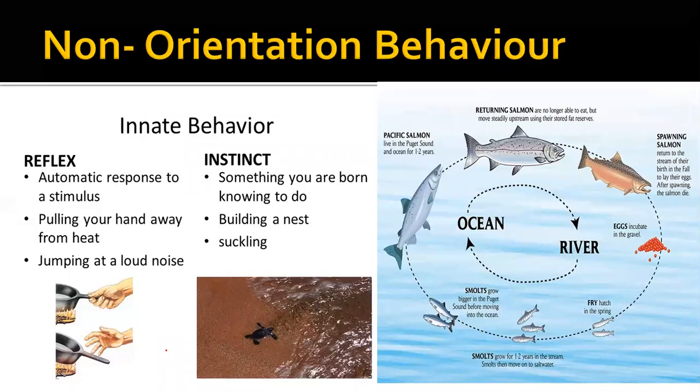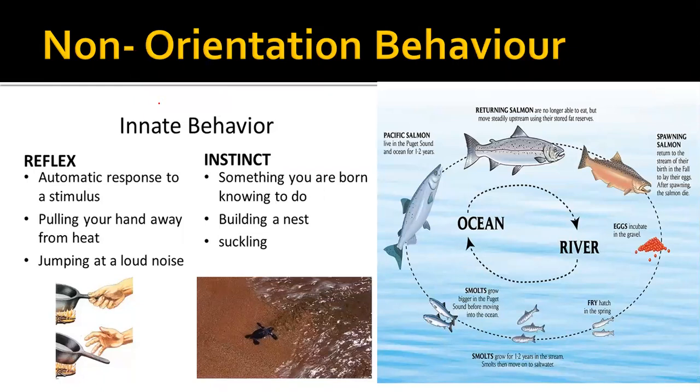Okay, so the next type of innate behavior is non-orientation behavior. In non-orientation behavior, animals do not show a particular movement in response to stimuli. They are much more complex than orientation behavior. These include reflexes and instincts. They are not growth movements, but movements which are innate, which are in their reflex and which are in their instinct.